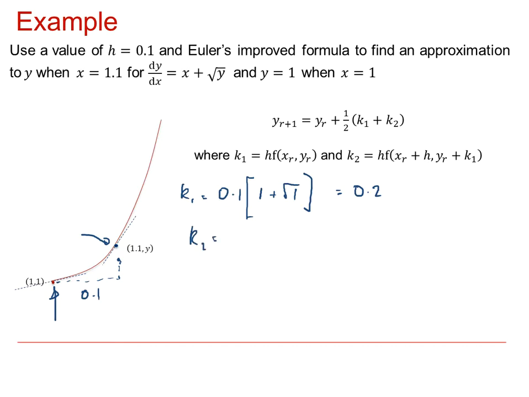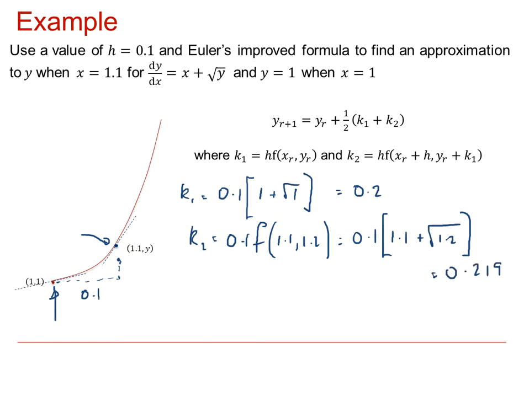k2 is then equal to h multiplied by f of xr plus h and yr plus k1. So therefore it's 0.1 multiplied by f of 1.1, 1.2. And if we substitute in the values into the differential equation, that becomes 0.1 multiplied by 1.1 plus the square root of 1.2. And that gives a value of k2 equal to 0.2195 to 4 decimal places.